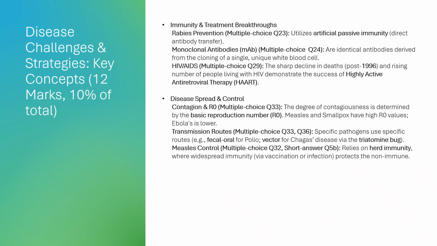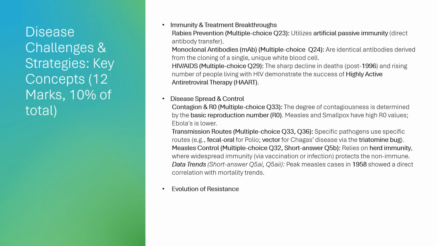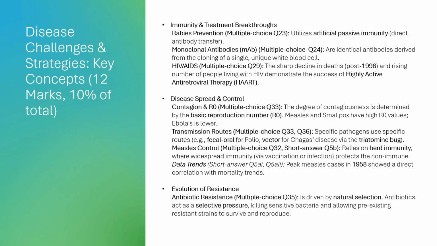Measles control, Q32, Q5b, relies on herd immunity, where widespread immunity via vaccination or infection protects the non-immune. Data trends, Q5i, Q5ai. Peak measles cases in 1958 showed a direct correlation with mortality trends. Evolution of resistance. Antibiotic resistance, Q35, is driven by natural selection. Antibiotics act as a selective pressure, killing sensitive bacteria and allowing pre-existing resistant strains to survive and reproduce.